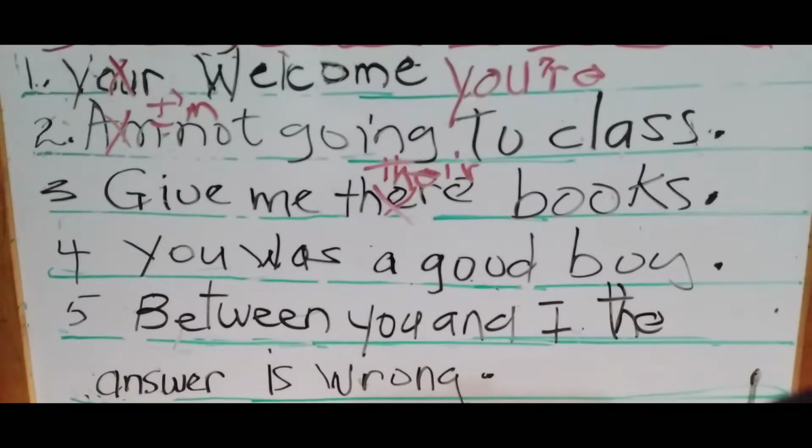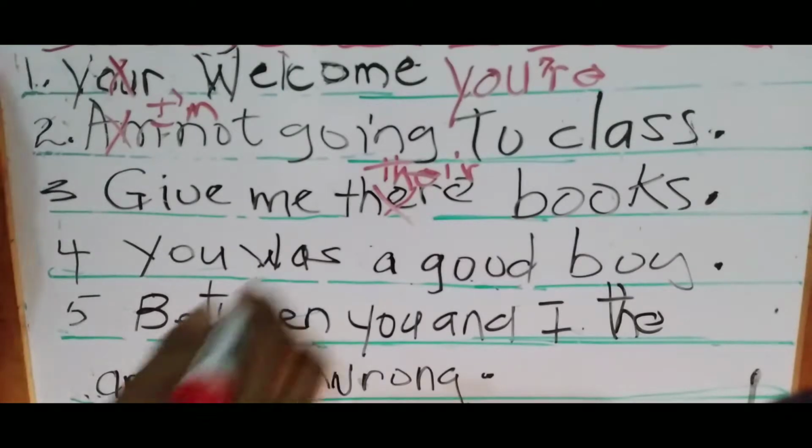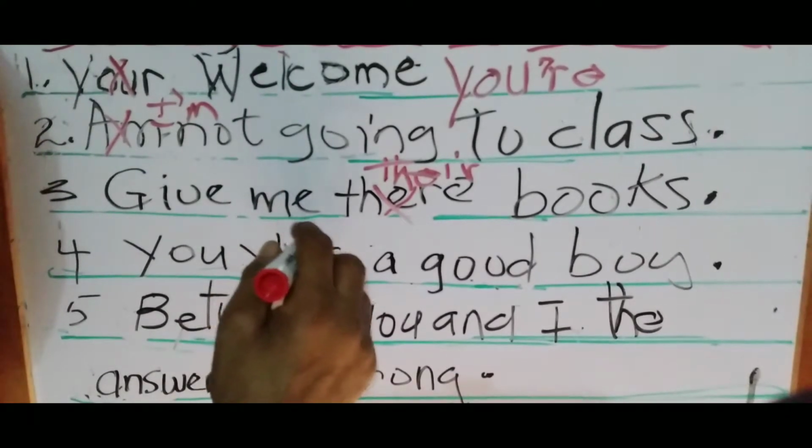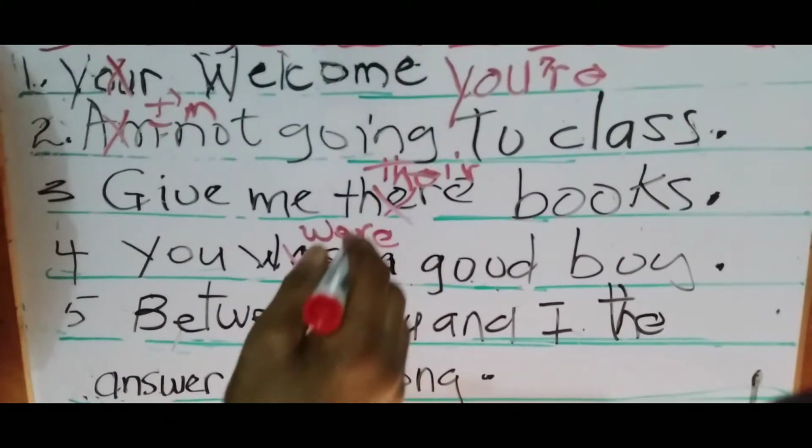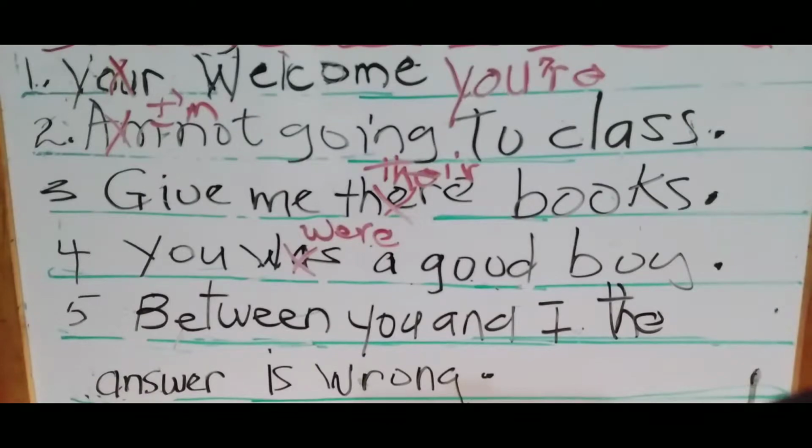All right, number four. Number four says, "You was a good boy." You was a good boy. That would be incorrect grammar in English, okay? Because you is always followed by a plural verb, and was is singular. The plural form of was would be were. So you wouldn't say you was, you would say you were, because you is always followed by a plural verb. So was is incorrect. We'd have to put were. Good. Next sentence.